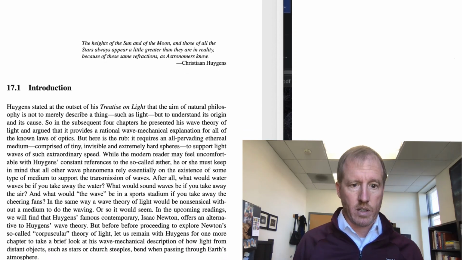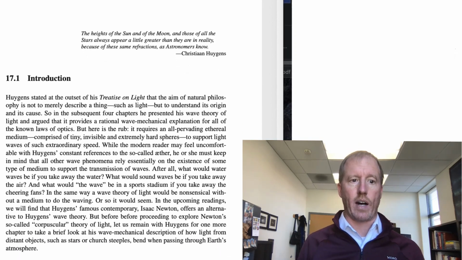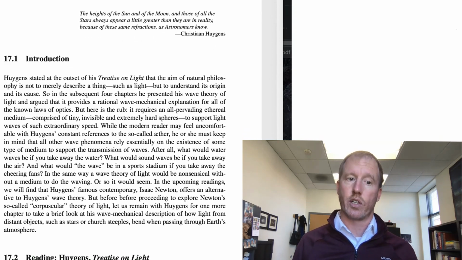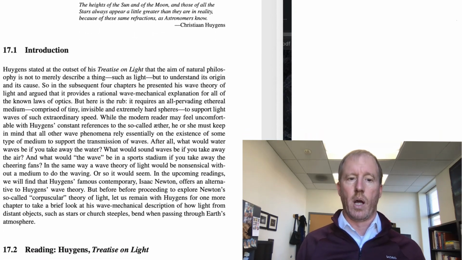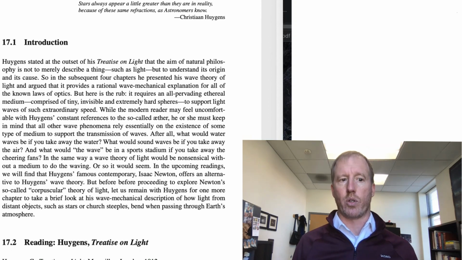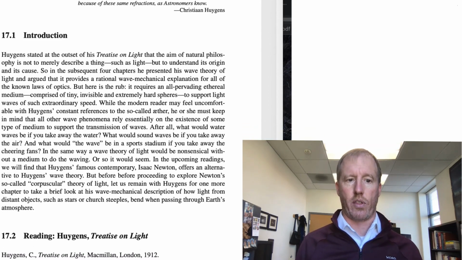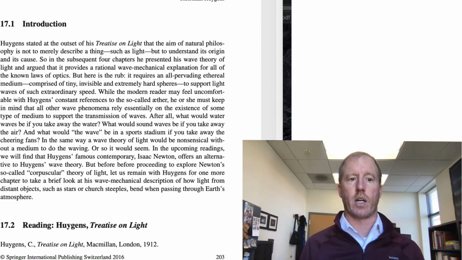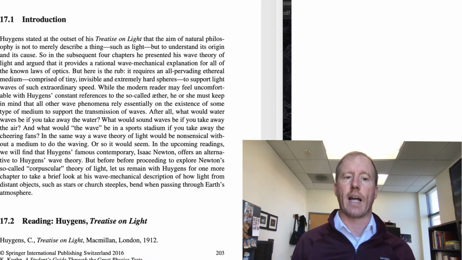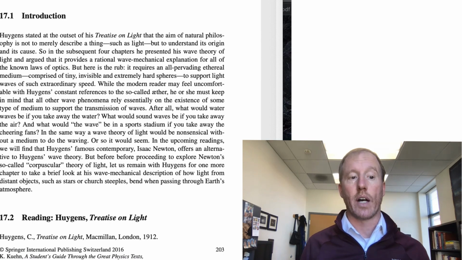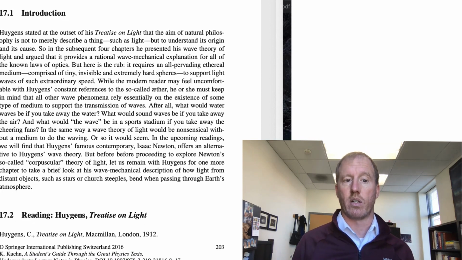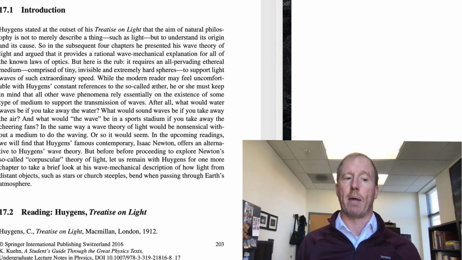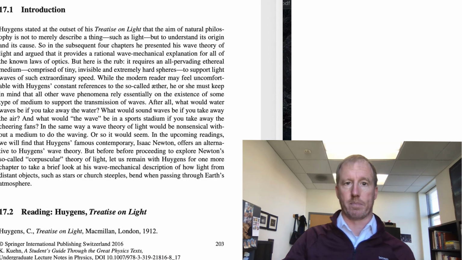In the same way, a wave theory of light would be nonsensical without a medium to do the waving, or so it would seem. In the upcoming readings, we'll find that Huygens' famous contemporary Isaac Newton offers an alternative to Huygens' wave theory. But before proceeding to explore Newton's so-called corpuscular theory of light, let's remain with Huygens for one more chapter to take a brief look at his wave mechanical description of how light from distant objects such as stars or church steeples bend when passing through the Earth's atmosphere.